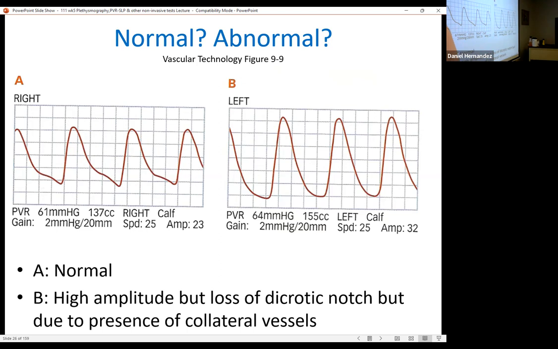Stenotic. This one has a high amplitude because of the presence of collateral vessels, which we wouldn't necessarily know unless we did the angio. That's kind of what they're going to be saying when writing that up. Krishna would say loss of dicrotic notch, mildly, whatever.